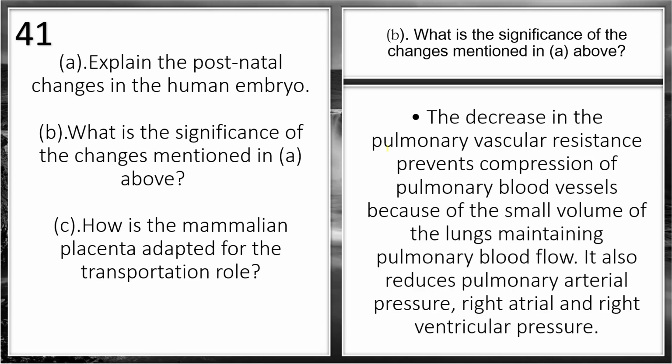The decrease in the pulmonary vascular resistance prevents the compression of the pulmonary blood vessels because of the small volume of the lungs, maintaining the pulmonary blood flow. It also reduces the pulmonary arterial pressure, right atrial and right ventricular pressure.